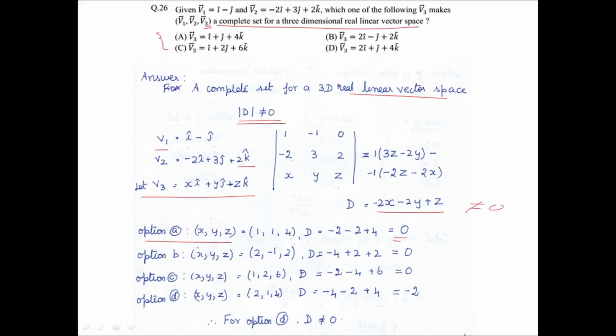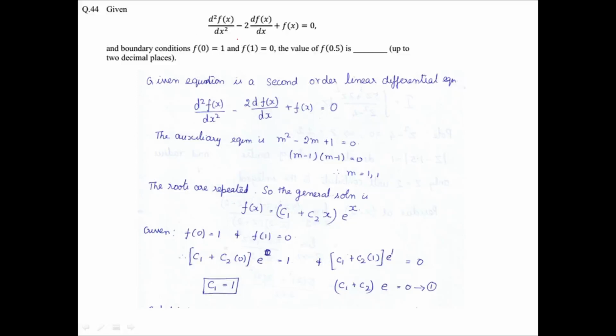So then we will take option B. Similar way we will take option B and option C and check. We will be getting the determinant is equal to 0. Now we will be checking for option D, that is x, y, z is 2, 1 and 4. For this the determinant value is equal to minus 2. Only for option D, that is v3 is equal to 2i plus j plus 4k cap, the determinant is not equal to 0. Therefore, answer is option D.